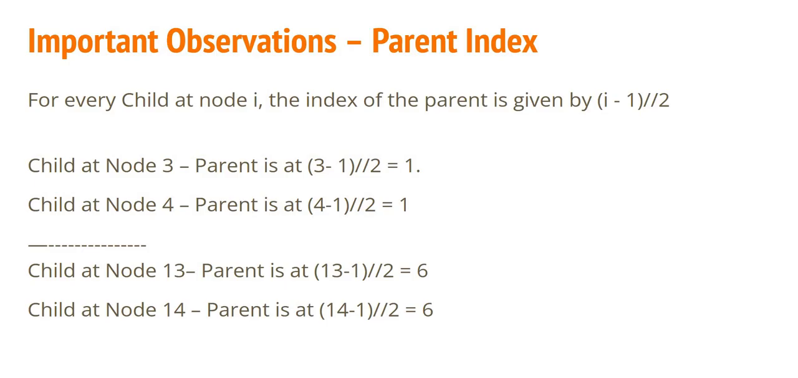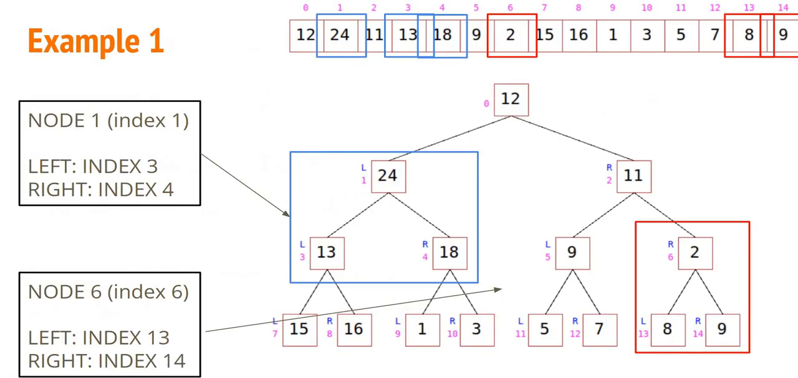The converse of this: for a given node at index i, the index of the parent is given by (i minus 1) floor division 2. Now, the best way to understand this is to look at examples. Let's look at, for example, these two children. This is 3. The parent was located at 1, and that's because 3 minus 1, which is 2, floor division 2 is 1. If I looked at this child, the parent is also located at 1 because 4 minus 1, which is 3, floor division 2 is also 1. So basically, for a child at index i, the parent index is given by (i minus 1) floor division 2. For a parent at index i, the children indices are given by 2i plus 1 and 2i plus 2.